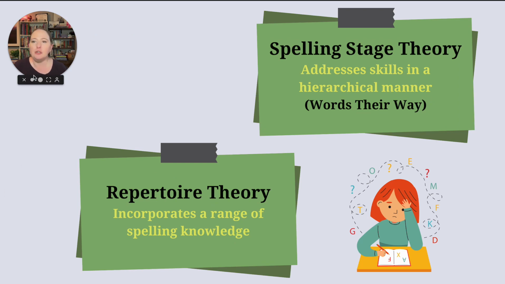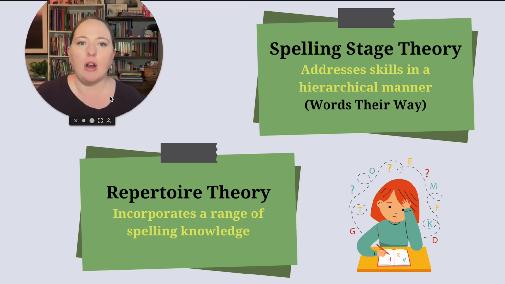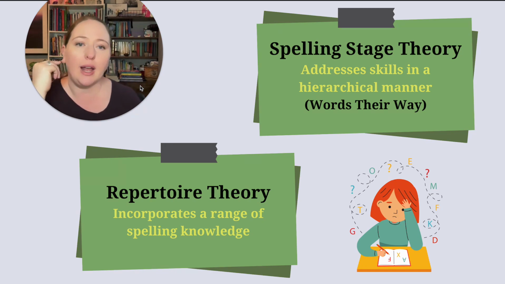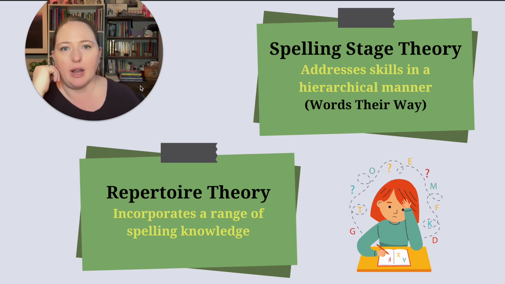Now, there are two kind of schools of thought when it comes to spelling. A lot of you are probably familiar with the spelling stage theory, where really there's an order, a progression. You see where the kids are on that progression, you start there, and then instruction goes forward, right? A program that does that is Words Our Way. So for those of you who are familiar with Words Our Way, that's a spelling stage program. Now, there's another theory out there. There's a few, but these are the two most popular.